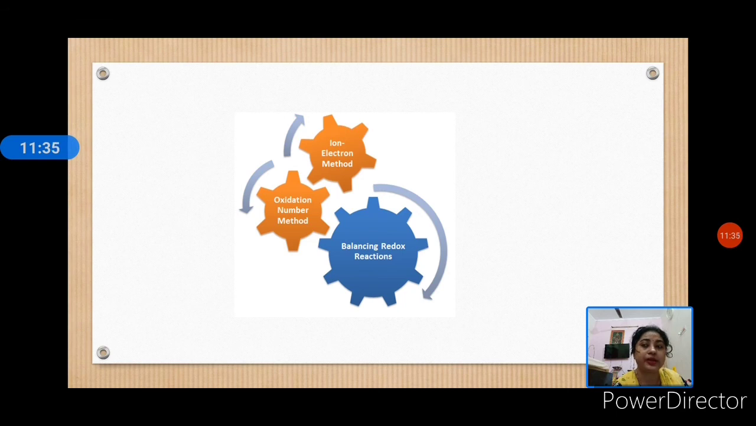A balanced chemical equation accurately describes the quantities of reactants and products. The law of conservation of mass states that mass is neither created nor destroyed in any ordinary chemical reaction. This means that a chemical reaction must have the same number of atoms of each element on both sides of the equation. Also, the sum of the charges on one side of the equation must be equal to the sum of the charges on the other side. When these two conditions are met, the equation is said to be balanced.